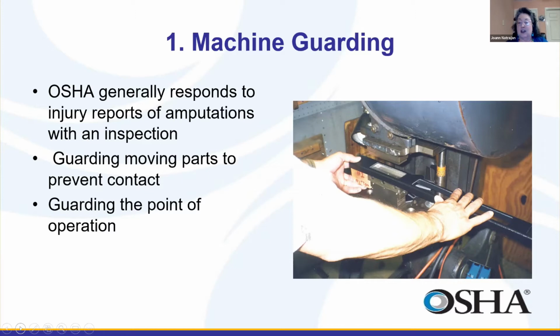You may have other things on machines that also move, like belts and pulleys. You might have in-running nip points. There's a lot of different things you can potentially have, but essentially, if it moves, you should be guarding it. Okay, so that's really number one.